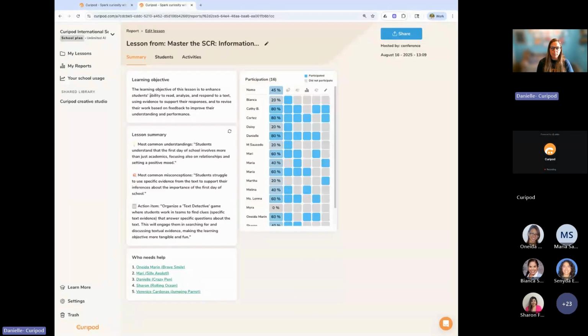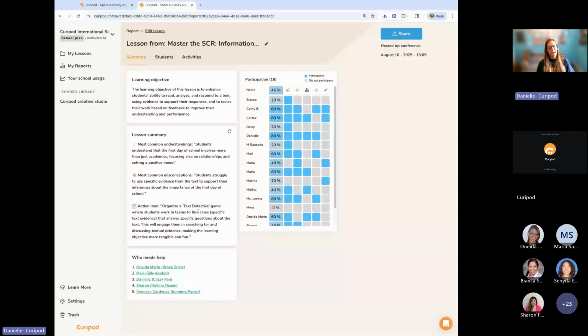So here's our learning objective. And here is our report as a class. This is our class summary report. So the students understood that the first day of school involves more than just academics, focusing on relationships, positive mood. Where are common misconceptions? We struggle to use specific evidence from the text to support our inferences about the importance of the first day of school. I'm going to copy that just so we have that.